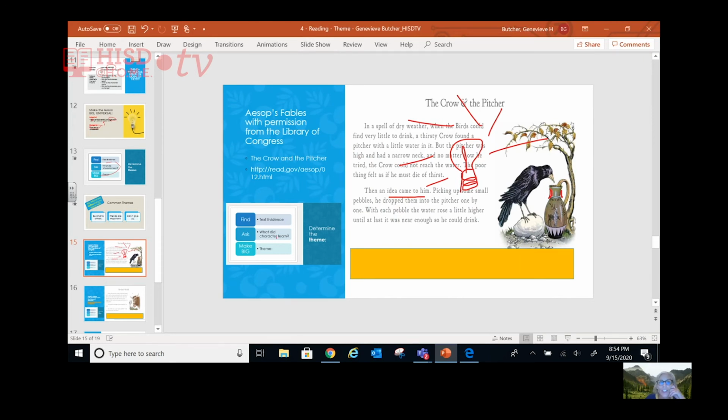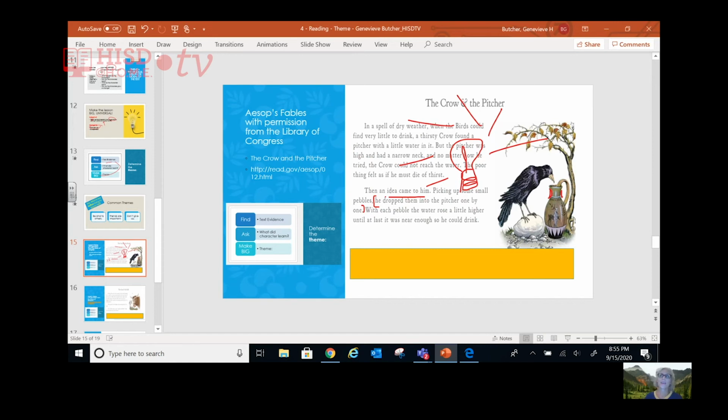What did the character learn? And what's the theme? So an idea came to him, picking up small pebbles. He dropped them into the pitcher one by one. With each pebble, the water rose a little higher until at last it was near enough so he could drink. So what did he learn? Well, he didn't give up.